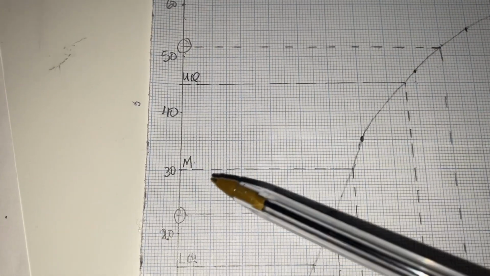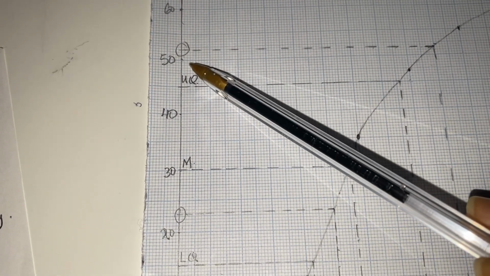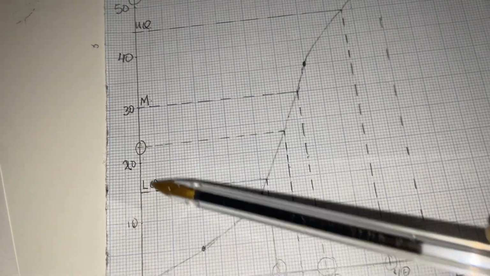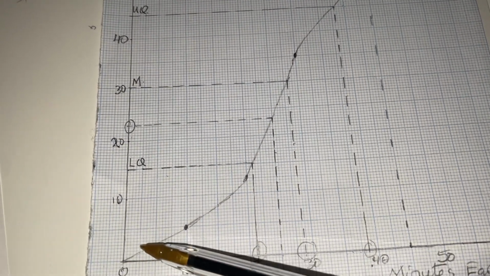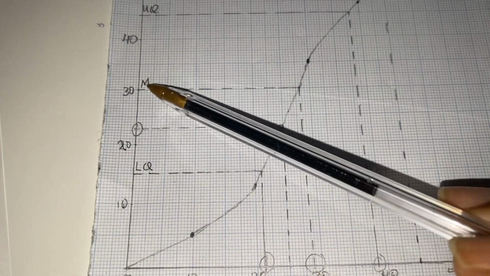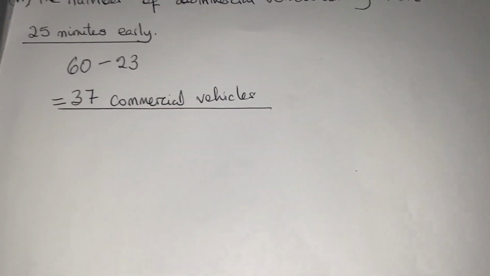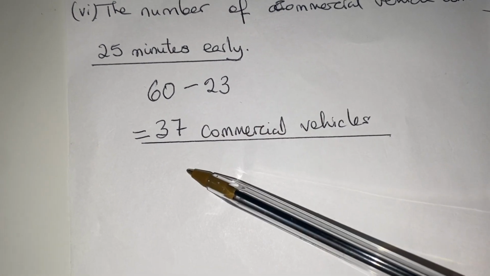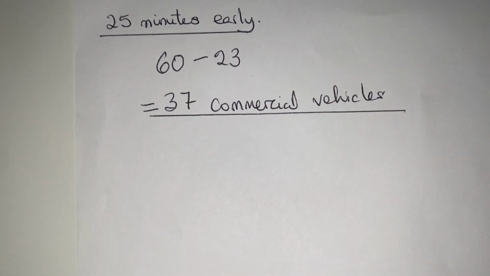So whatever I get here, I have to subtract. If you say it's less than, then it's everything below 25 minutes. But now it says more than, so it has to go above. That's why I have 60 here minus 23. So here again I have 37 commercial vehicles.